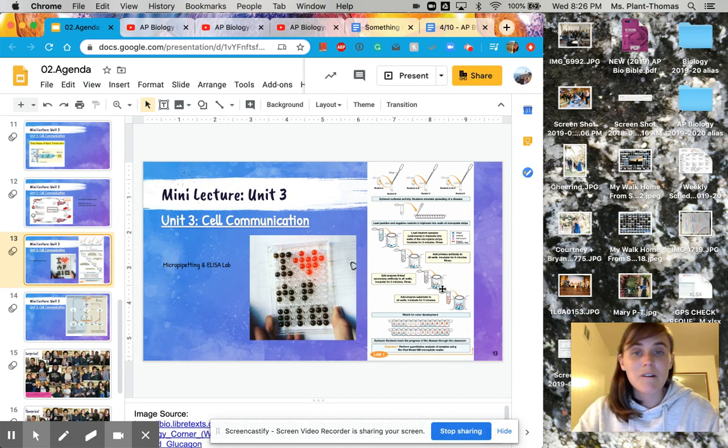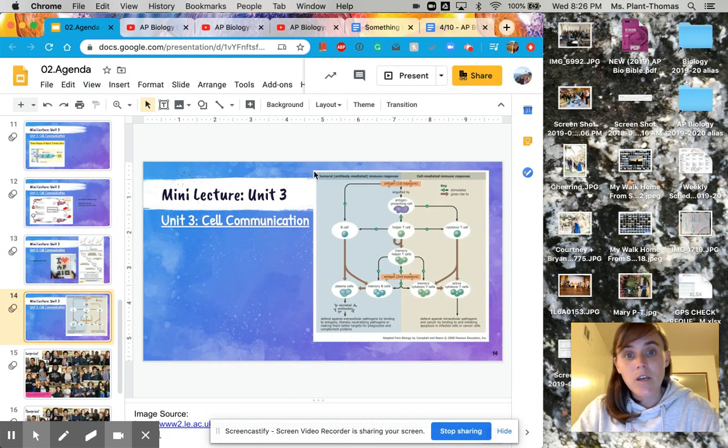And remember, an ELISA lab is all about antibodies and antibodies binding. You might be hearing that come up right now with COVID-19. Antibodies are definitely being talked about. So it's an interesting thing to have learned about this year. And then the immune system. So just a very tiny reminder about the immune system.